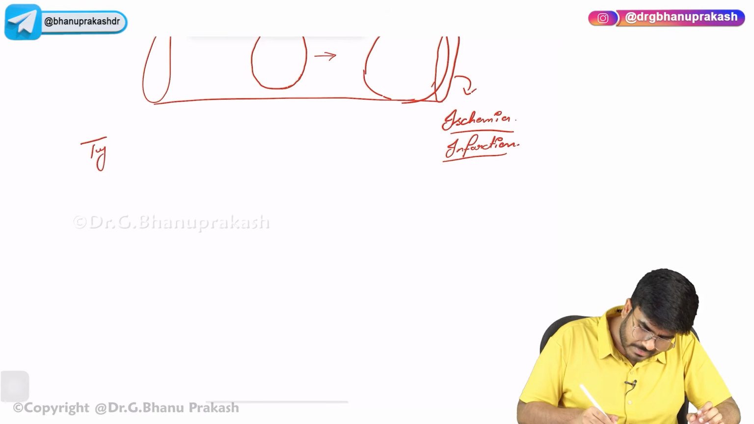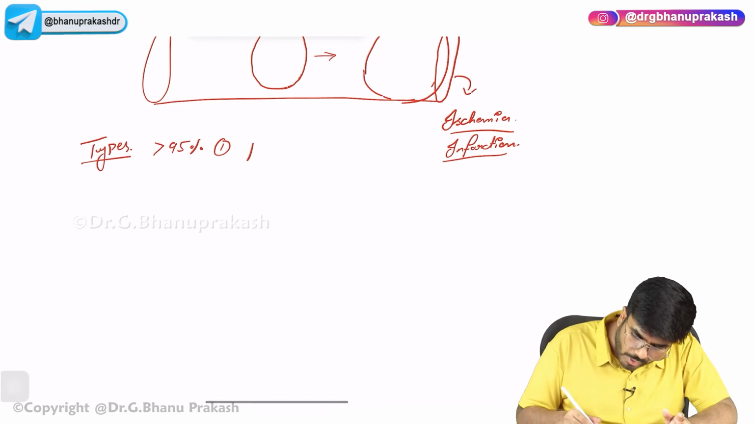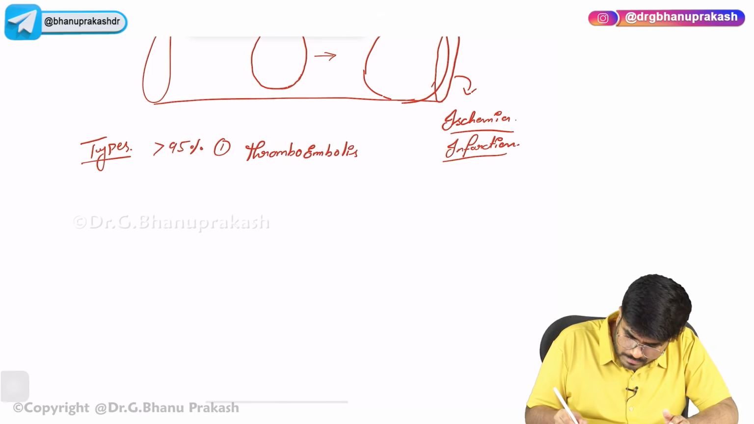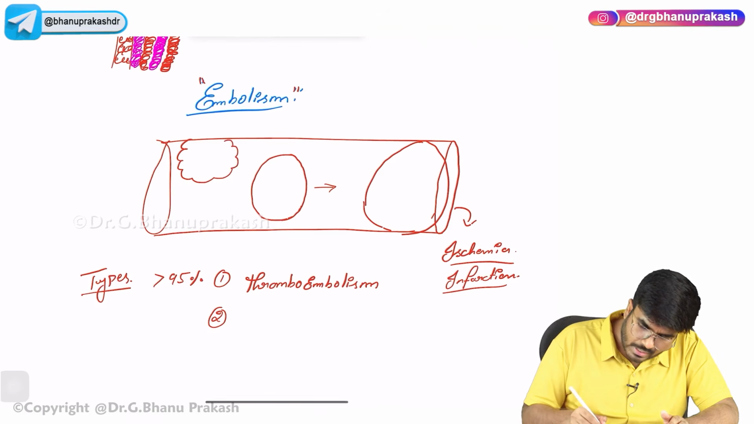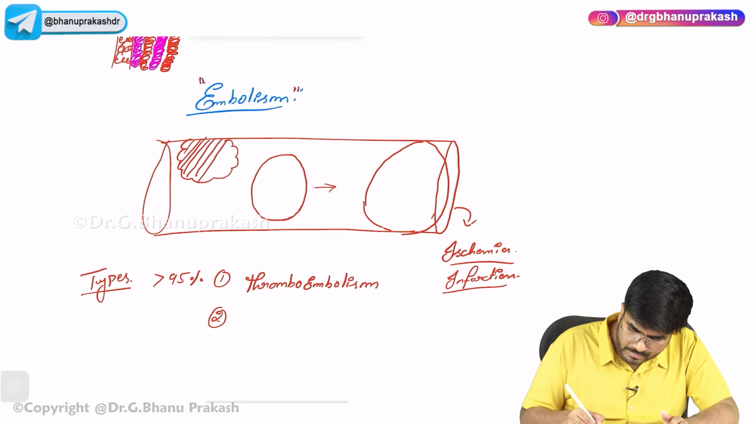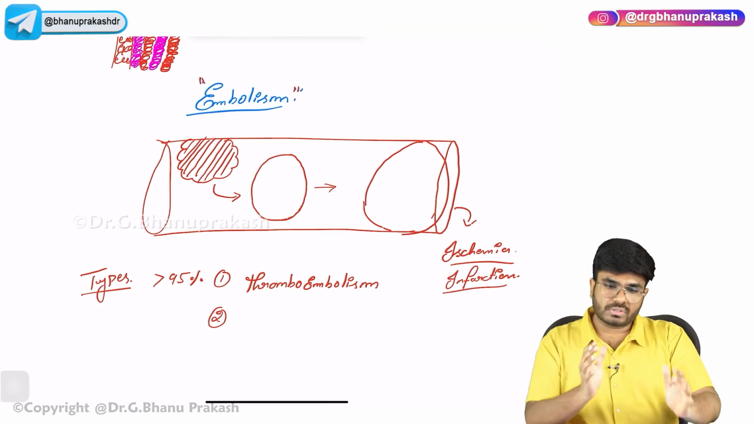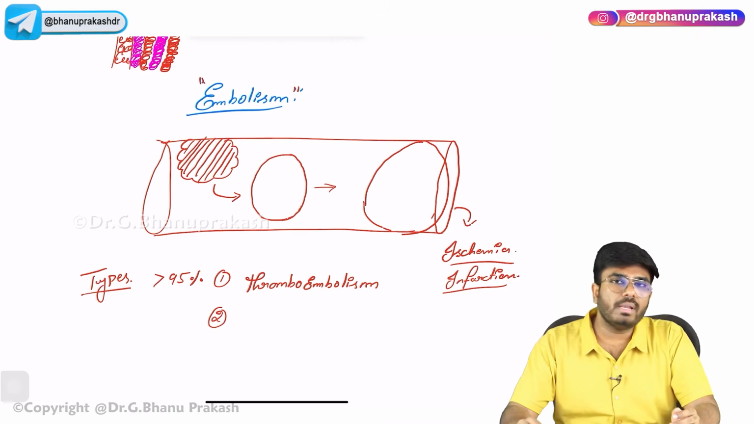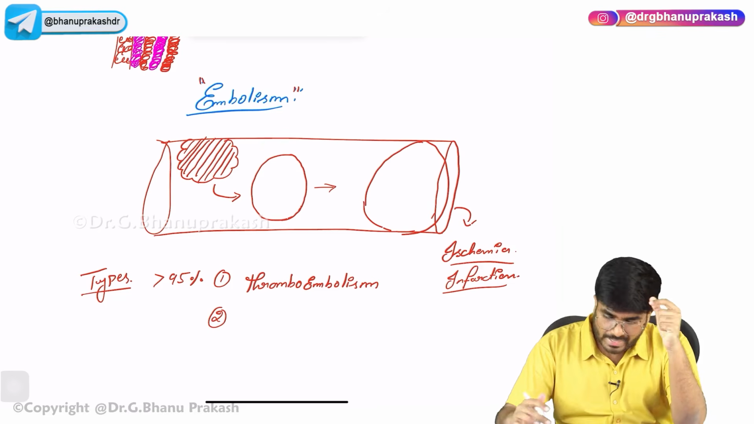Let me put it this way, types. The most common type, more than 95% of the time, is usually seen. What is that? Thromboembolism. So what is thromboembolism? Actually there is a thrombus, and with time it got detached from the wall and now it is simply floating. So the thrombus got embolized. The thrombus became an embolism. Thromboembolism is the most common type of embolism. Sir, apart from thromboembolism, what else you can have is gas embolism.